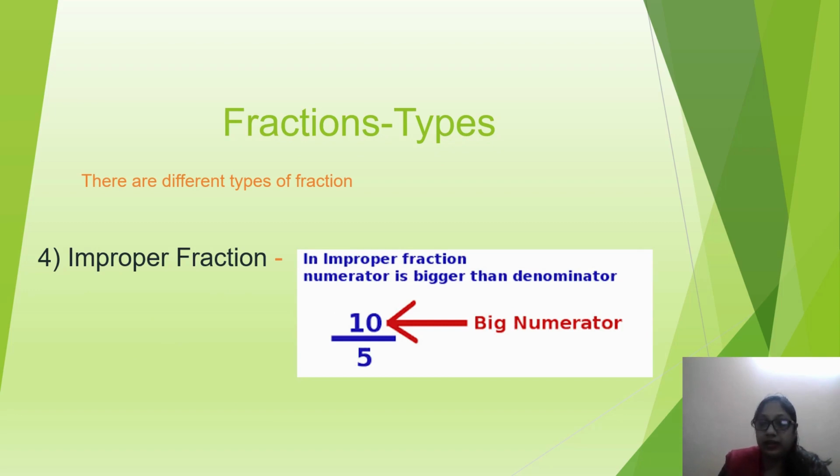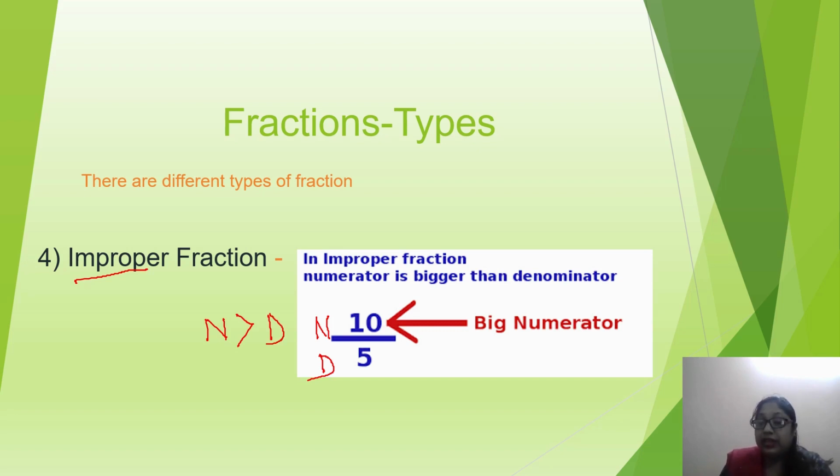The fourth one is improper fraction. In improper fraction, numerator is bigger than the denominator, means top part is bigger and the bottom part is smaller. So we can see that this kind of fraction is called improper fraction. As an example, we can see that 10 is the numerator and the 5 is the denominator. So numerator is bigger than the denominator. So this is improper fraction.